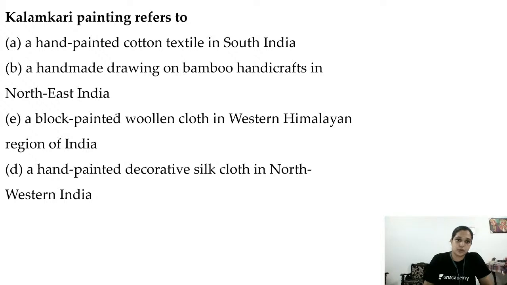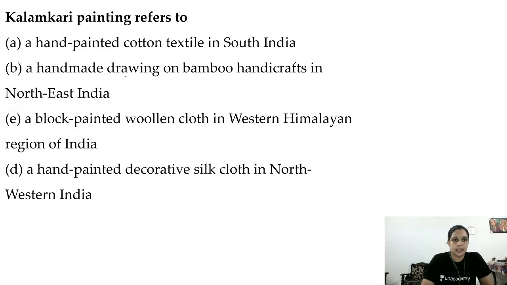Kalamkari painting refers to hand painted cotton textile in South India, handmade drawing on bamboo handicrafts, a block painted wooden cloth in western Himalayan region, a hand painted decorative silk cloth in northwestern India. The answer is A.